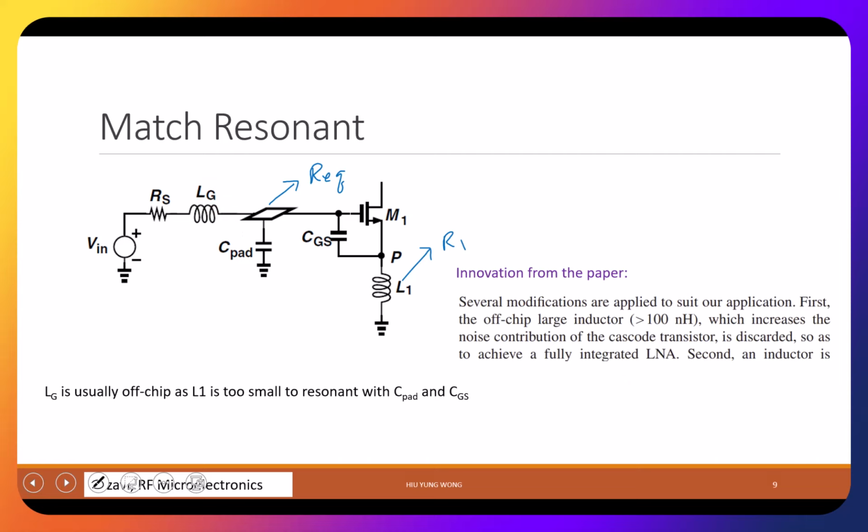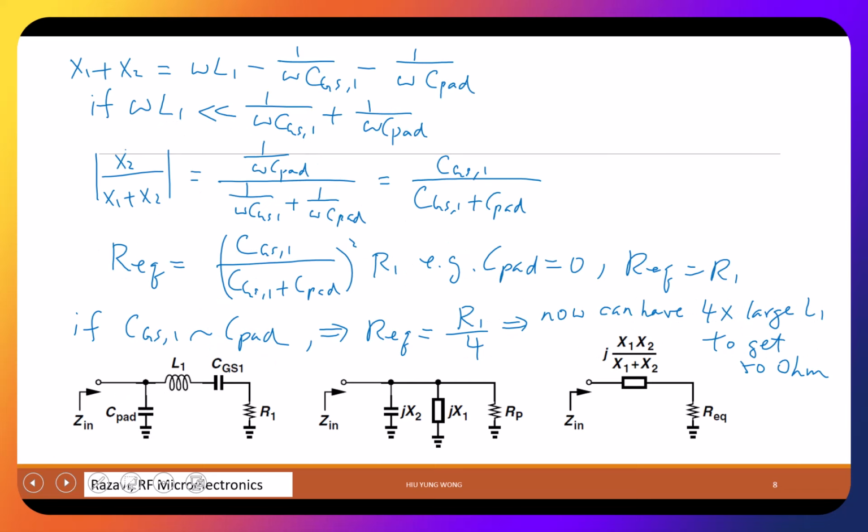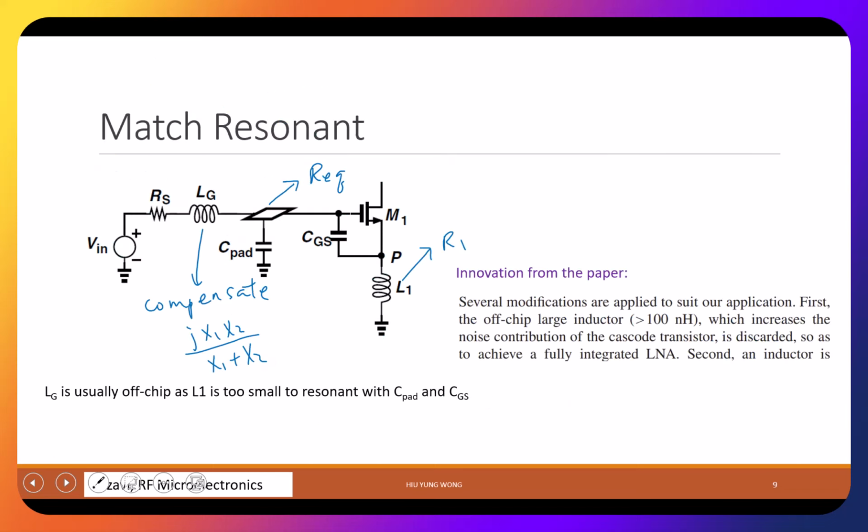LG is to compensate j x1 x2 divided by x1 plus x2. Compensate this imaginary part. So with this, then we are done. We get a pure 50 ohm. This is pretty beautiful. Such a complicated circuit, I will only see 50 ohm of resistance. RS is just the source, right? Now, but usually this LG is pretty large. So usually you use a large one off-chip.